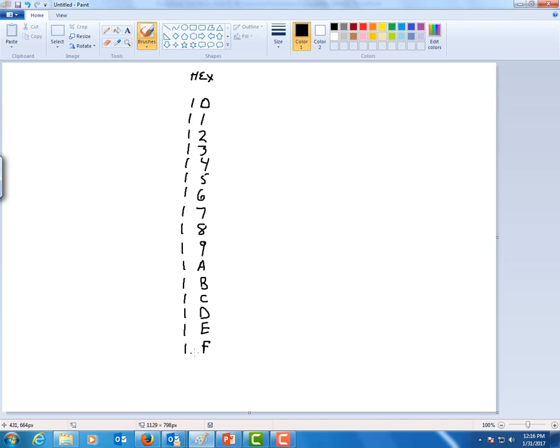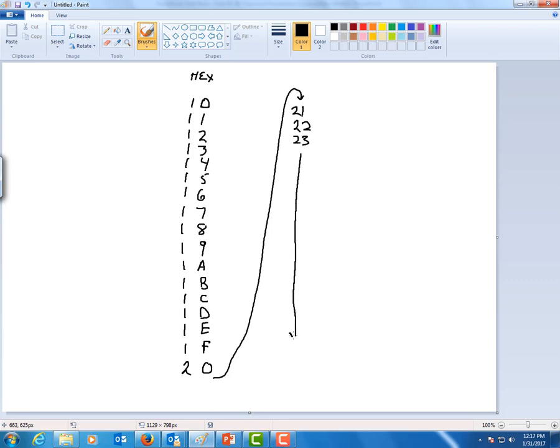It said when you have exhausted this, when you've gone all the way to F, you're going to add 1 to the column to the left. So this 1 becomes a what? Becomes a 2, doesn't it? And then this one gets reset back to 0. And then if we take this all the way back up here, what are we going to start with? We're going to go 2, 1 hex, 2, 2 hex, 2, 3 hex. And you just keep on going down, right? Till you're going to have what?